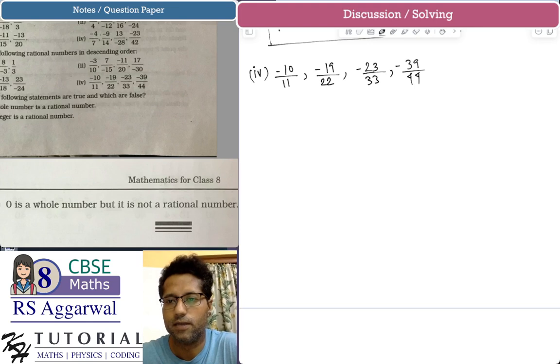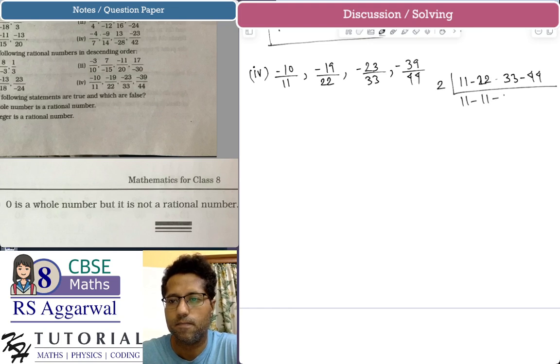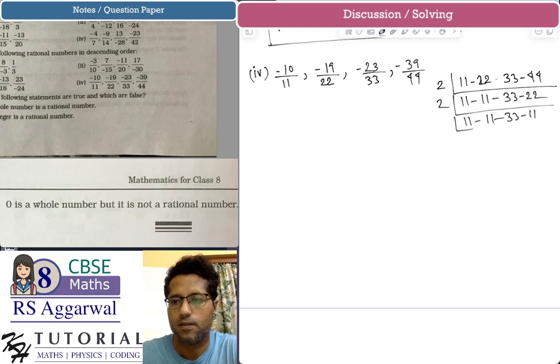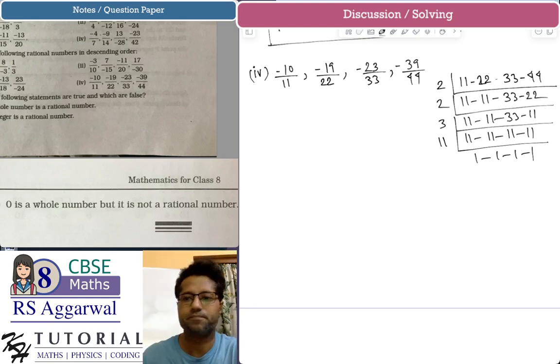So we have to find the LCM of the denominators, that is 11, 22, 33 and 44. So let's first divide by 2. This is 22. So we have 11, 11, 33, 22. We again divide by 2. We get 11, 11, 33, 11. Then we divide by 3. We get 11, 11, 11 and 11. And finally we divide by 11. We get 1, 1, 1, 1.